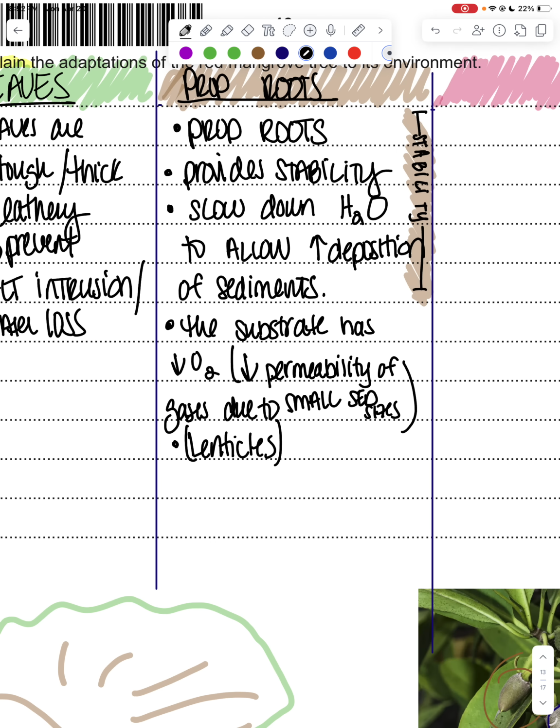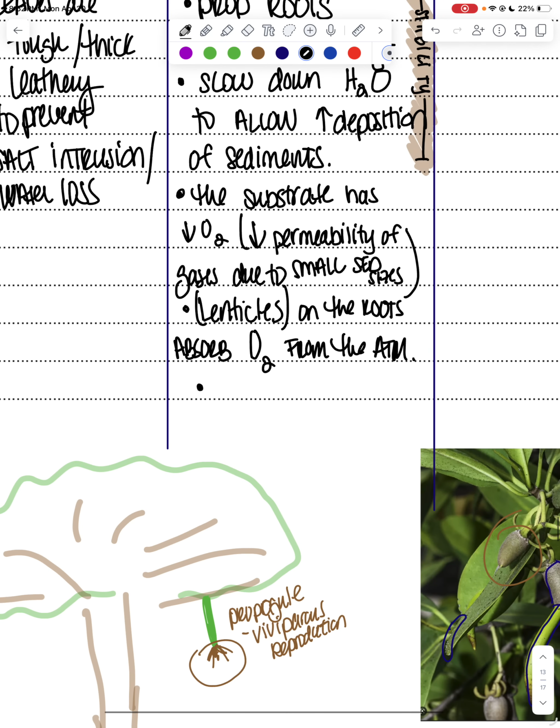Lenticels, which they had in parentheses, which means you did not have to say it. Does that mean you never have to say it? I don't think so. But in October, November, you did not have to say specifically lenticels, but lenticels on the roots absorb O2 from the atmosphere. And as I said before, if we're talking about oxygen, definitely talk about respiration, to do respiration.